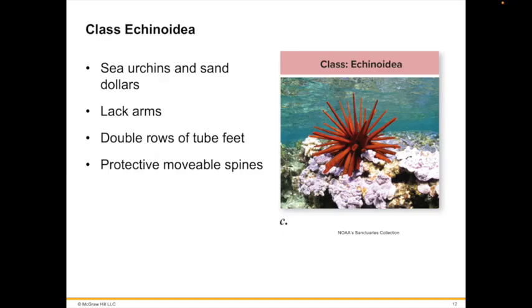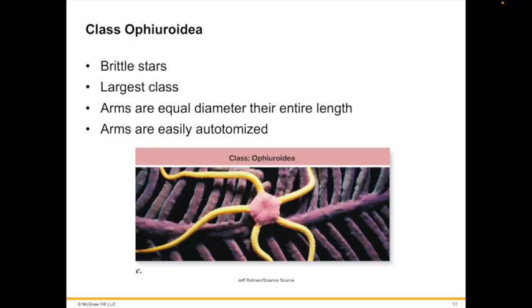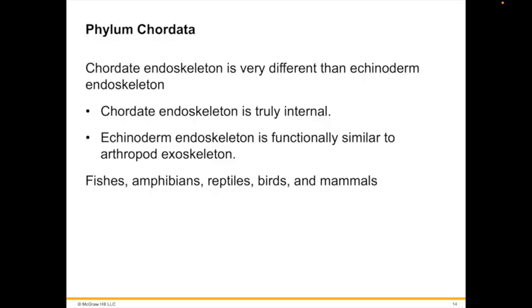Sand dollars and sea urchins lack arms. 5 double rows of tube feet protrude through the plates of the calcareous skeleton. Sea urchins are eaten by humans. Brittle stars are the largest class of echinoderms. The animal here has no anus, and waste is eliminated through the mouth.